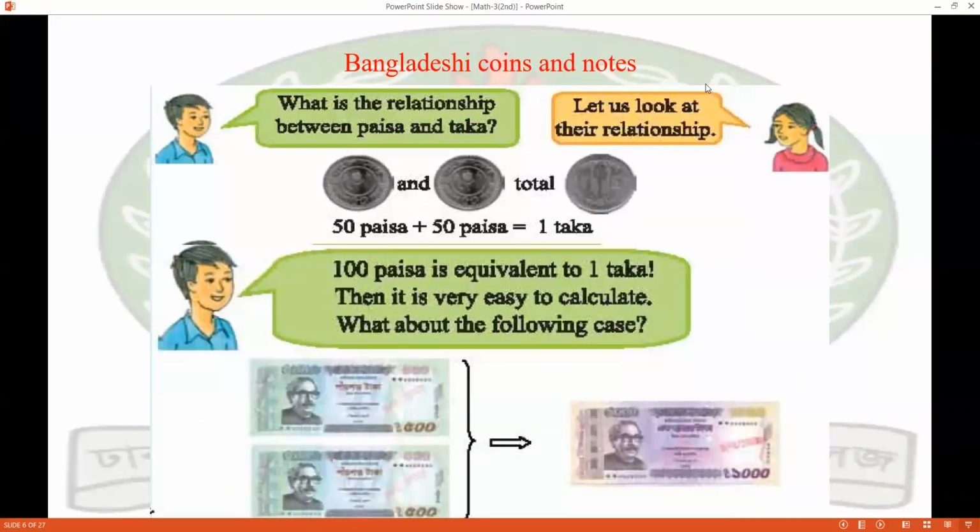That means 100 paisa is equivalent to 1 taka. Then it is very easy to calculate. What about the following case? You see that there is a 1000 taka note. That means 500 plus 500 taka notes. This is 1,500. There is another 5 notes of 200 taka that is equal to 1000 taka. So we easily know these types of relationships.